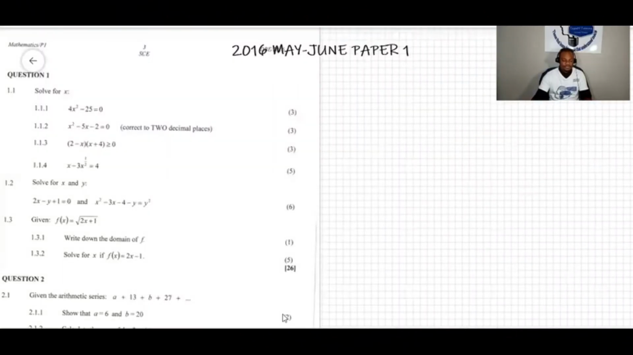Well, we're doing question 1.1 that says solve for x. And in the previous videos, we did question 1.1.1 through question 1.1.3. Now we're going to do question 1.1.4. The question says x minus 3x to the power of half equal to 4, and then we need to solve for x, find the value or values of x. All right.